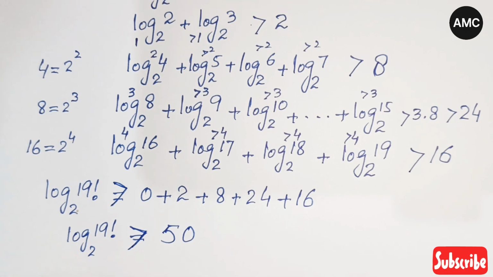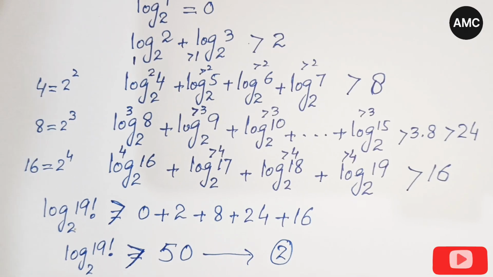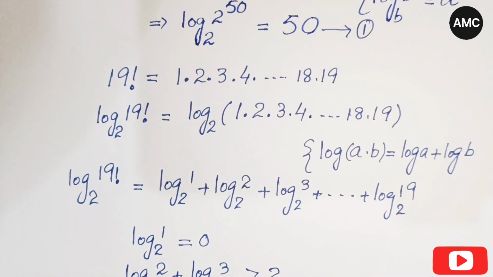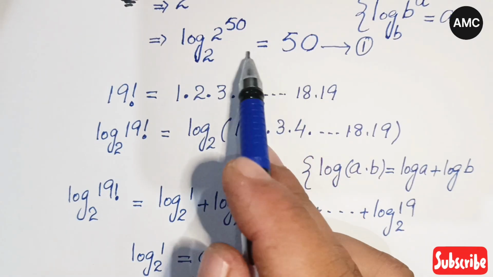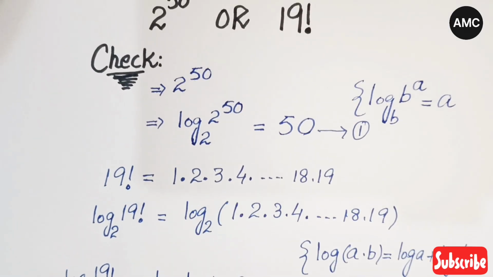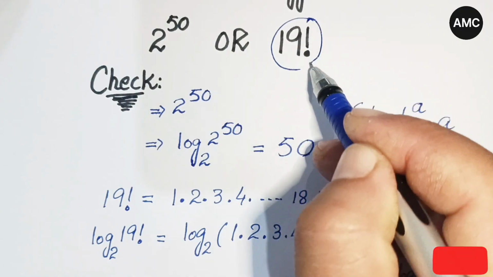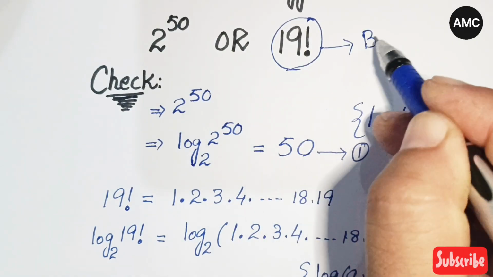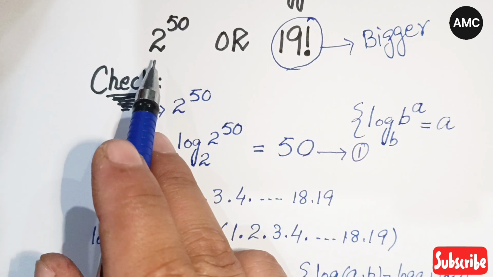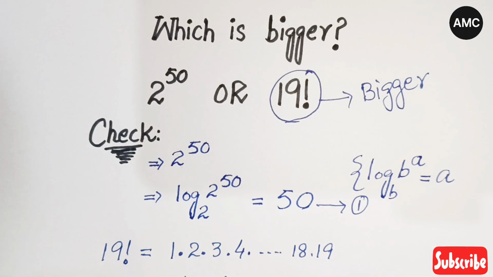So here we see that it is our second number. Now comparing our first and second answers, the first term is equal to 50 and the second is greater than 50. So we get that this term, which is 19 factorial, is bigger than 2 to the power 50. Hence we prove that 19 factorial is bigger than 2 to the power 50.